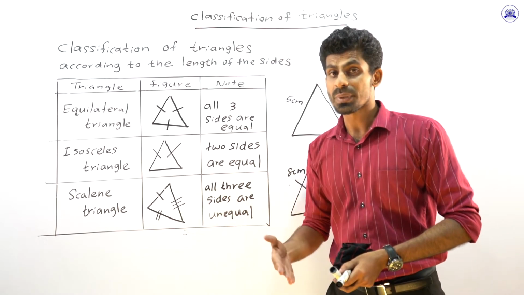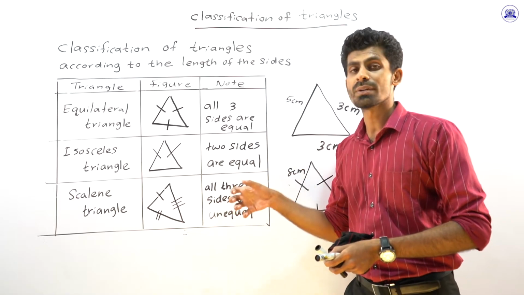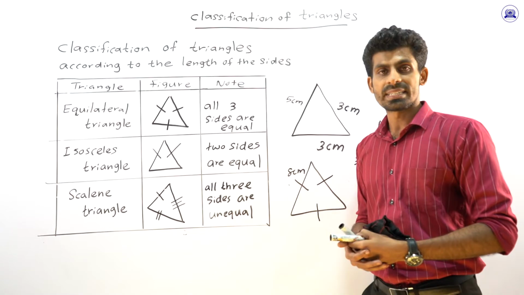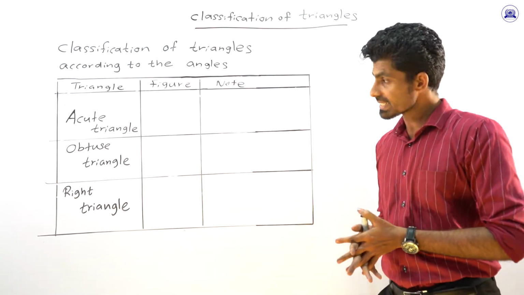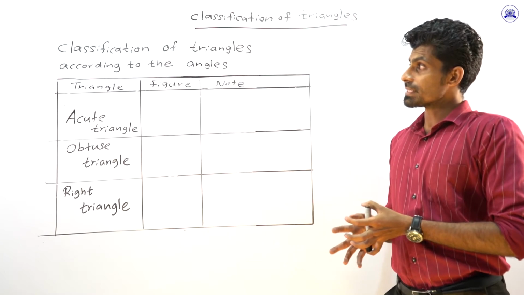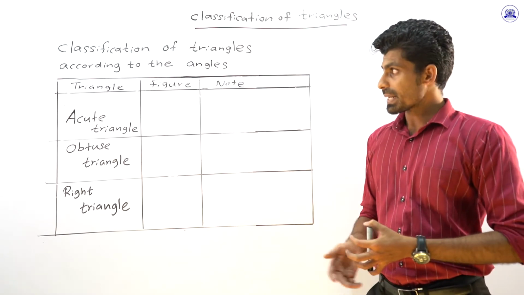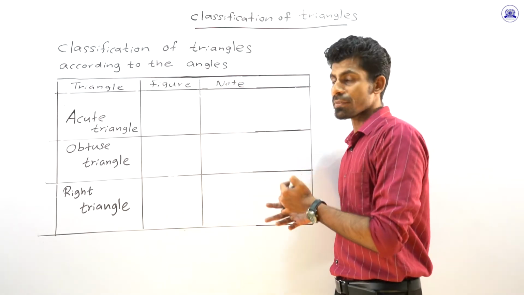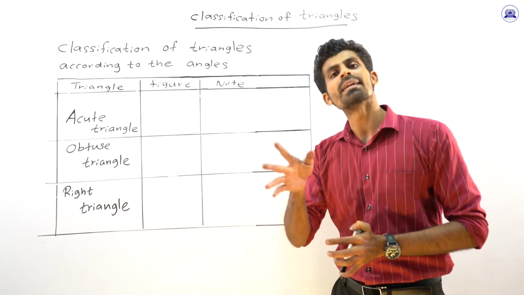So what is the next one? Next one, how to classify those triangles according to the magnitude of the angle. Let's move to the discussion. Second classification. What is the second classification? Classification of triangles according to the angles, right? Before that we need to remind the knowledge about the angles you have learned in grade 7.